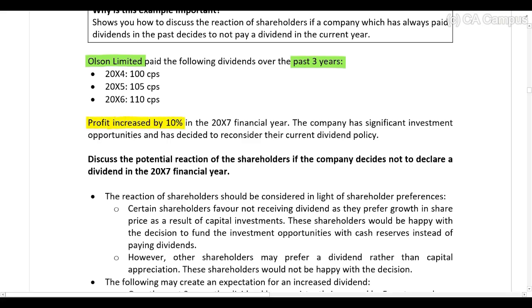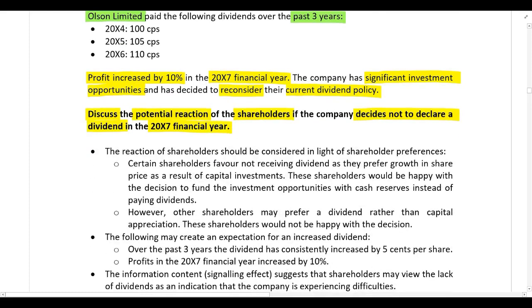Profit increased by 10% in the 20x7 financial year. The company has significant investment opportunities and has decided to reconsider their current dividend policy. You need to discuss the potential reaction of the shareholders if the company decides not to declare a dividend in the 20x7 financial year. So how will shareholders react if the company has been paying dividends for the past 3 years, the dividend has been increasing slightly over those 3 years, in the current year profits grew by 10%, and now all of a sudden the company is not going to pay a dividend?